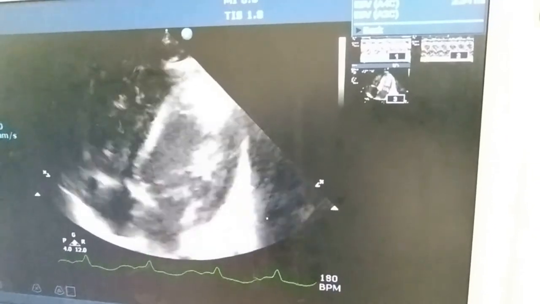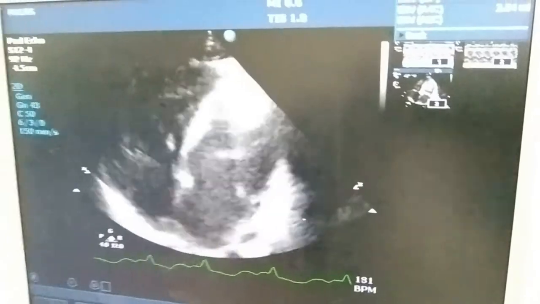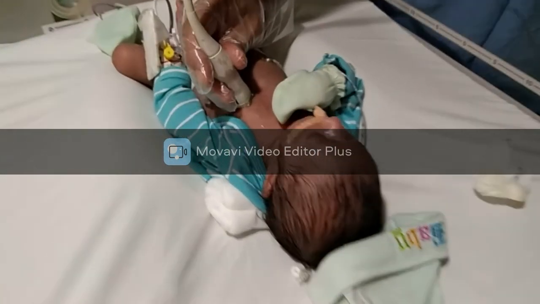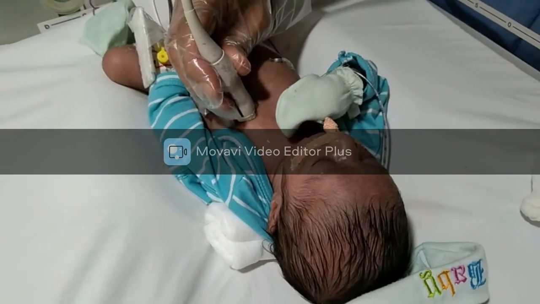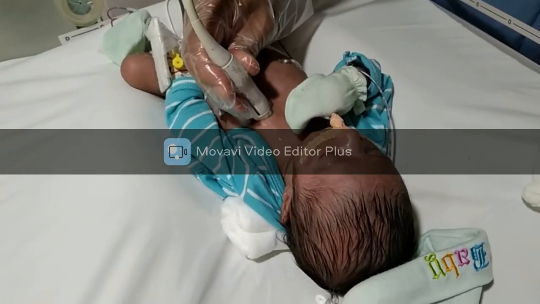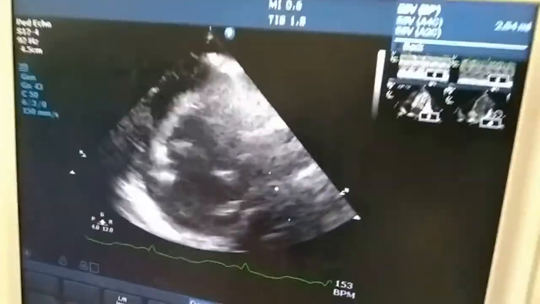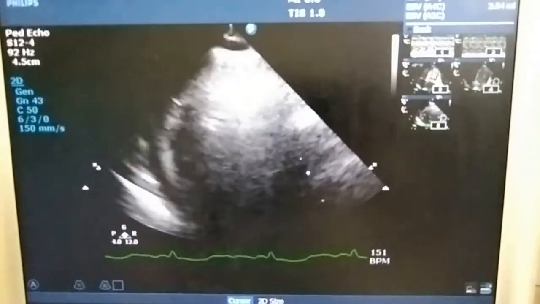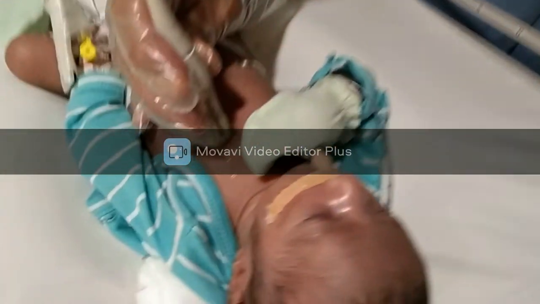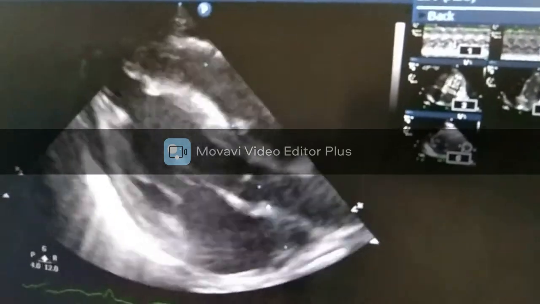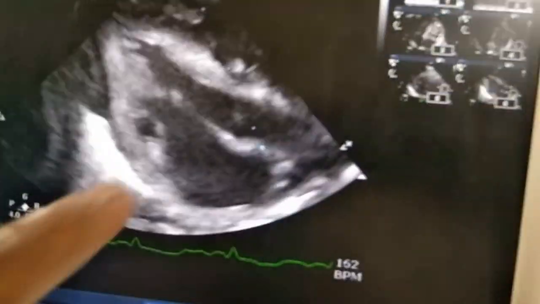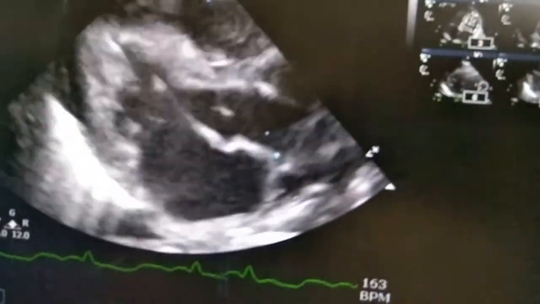Okay, I'll rotate this. See, I'm rotating this probe. See, now we can get two chamber. This is a two chamber view. Then I'll further rotate this to get three chamber view. This is a three chamber view. See that? Yes, sir. Means left atrium, left ventricle, and aorta going out. So that is the three chamber.